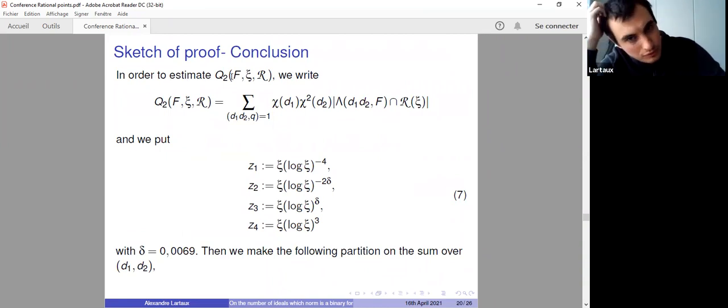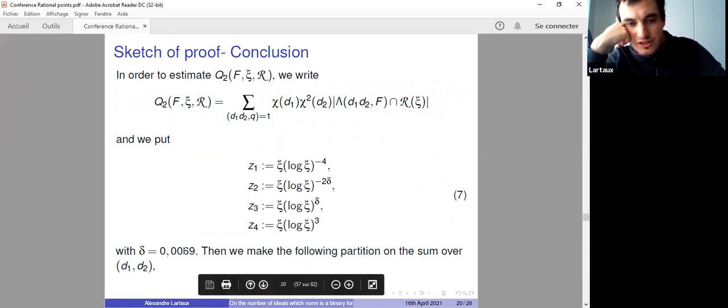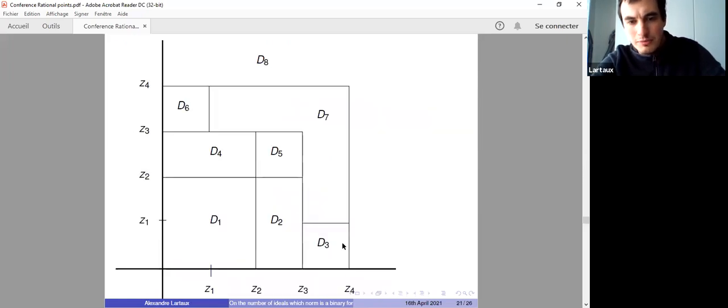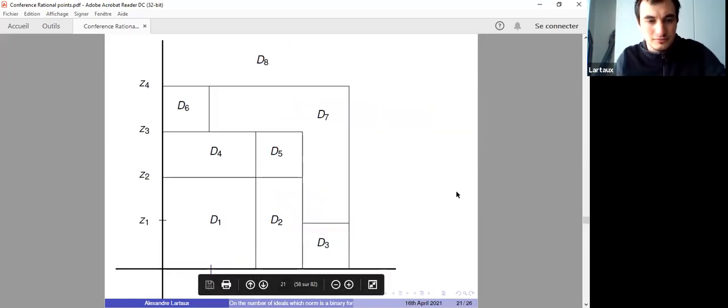So if we want to estimate Q2, now we can make our change of variable. So we put four parameters, Z1, Z2, Z3, and Z4, with an exponent delta which is equal to this one. And we make the following partition over the sum. The following partition is the following.